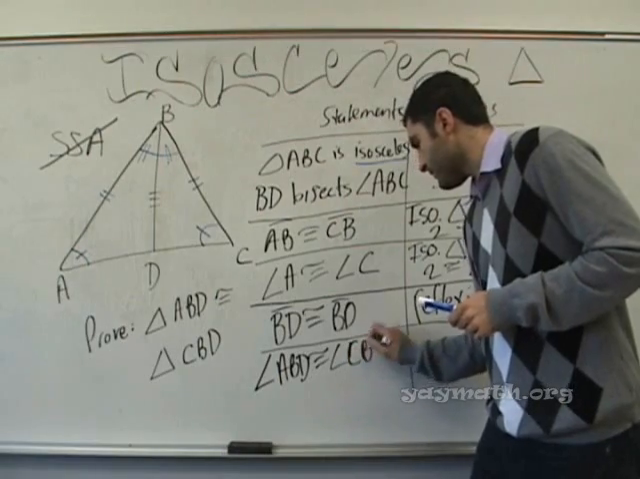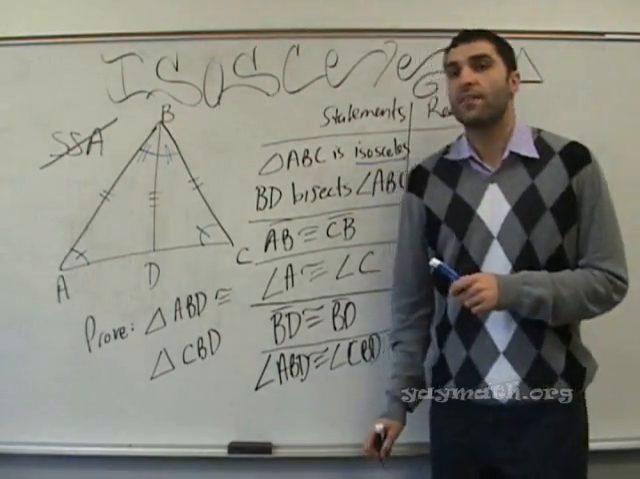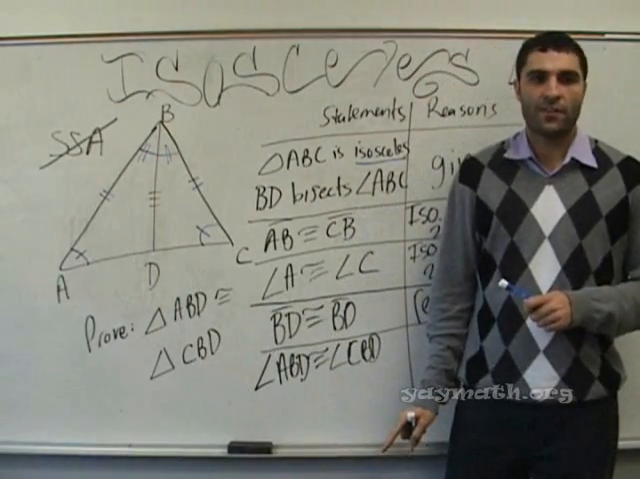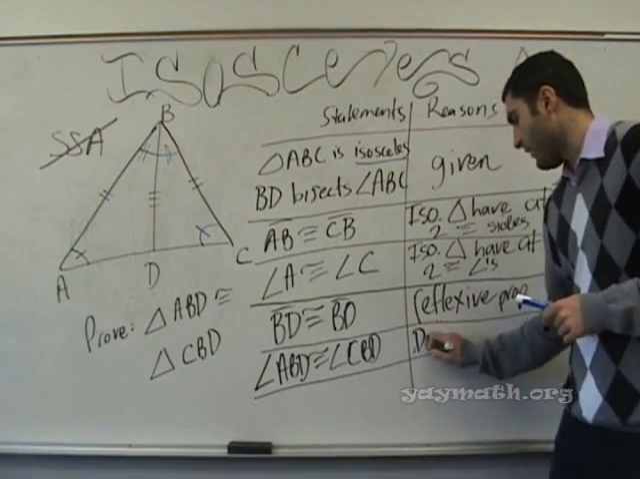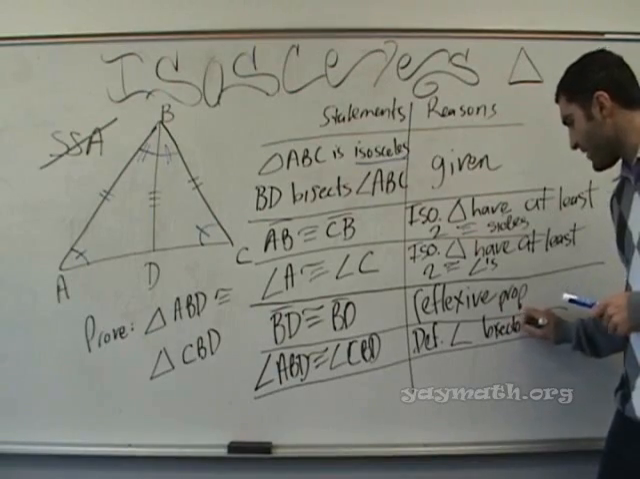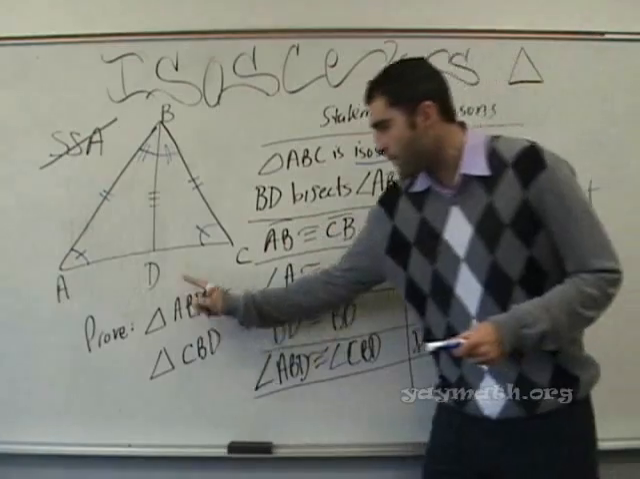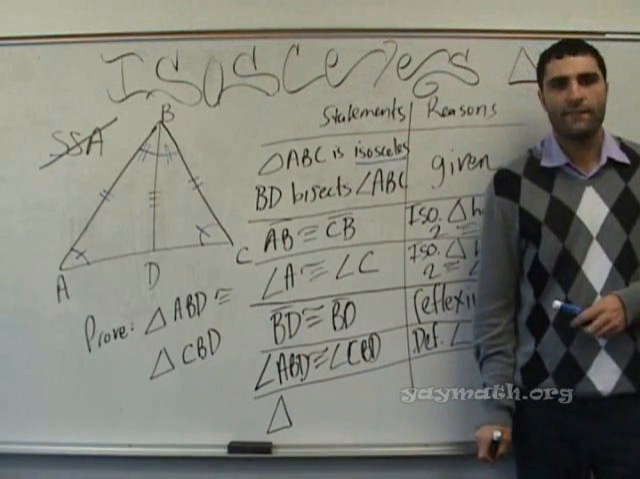We couldn't say just B here, right? Because there's different angles. We don't know what we're referring to. All right. And the reason is definition of angle bisector. Now we can say, what can we say? Can we say that the triangles are the same? Yes, we can. Okay.